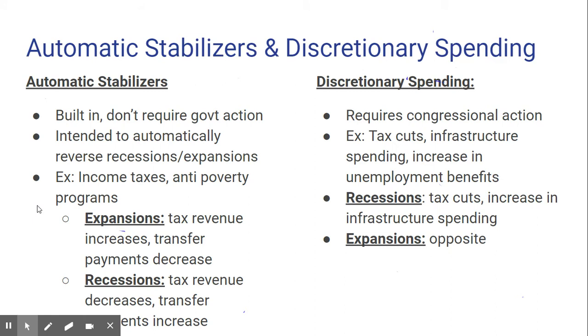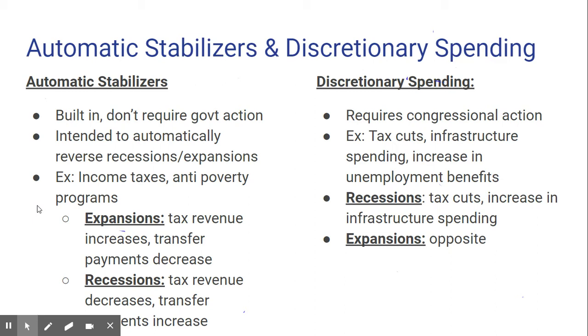Topic 3.9 deals with what are known as automatic stabilizers and discretionary spending. So automatic stabilizers are things like income taxes, like our progressive national income tax, things that kick in automatically and moderate the economy without the House of Representatives, without the Senate having to pass additional bills, without the president having to authorize further action. Okay? It happens, think of the term itself, automatic. It happens automatically. So here's an example. Here's how automatic stabilizers help moderate the economy.